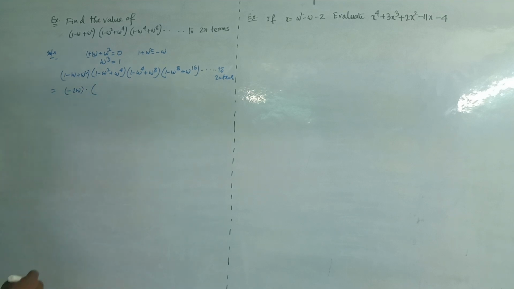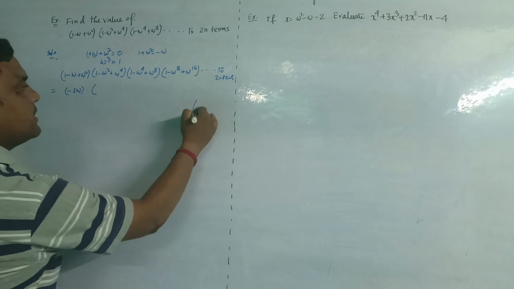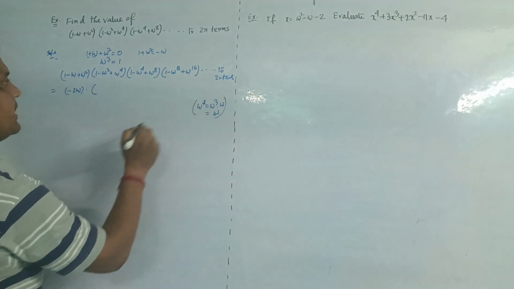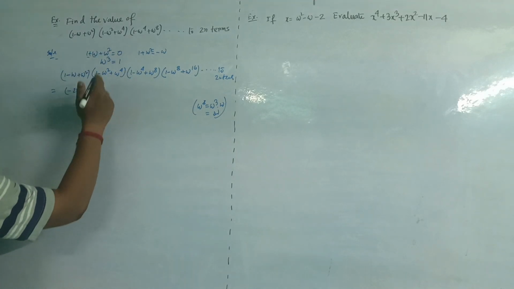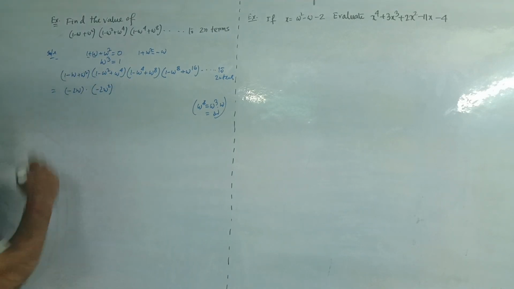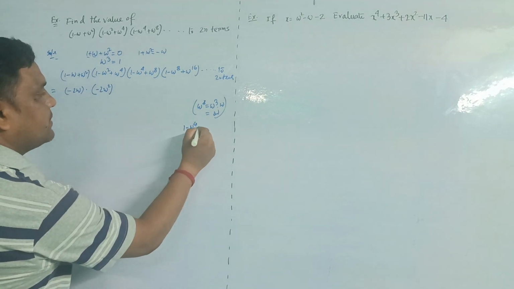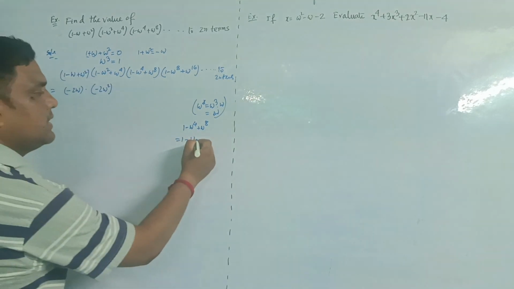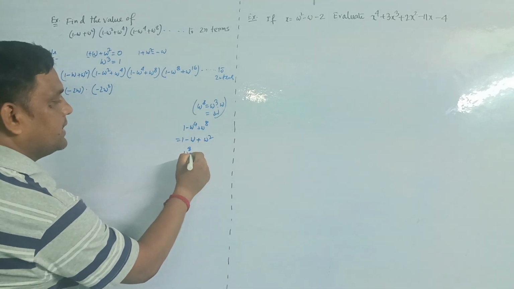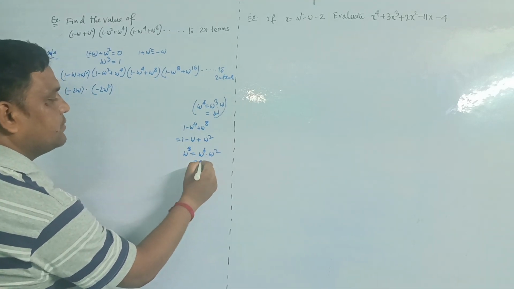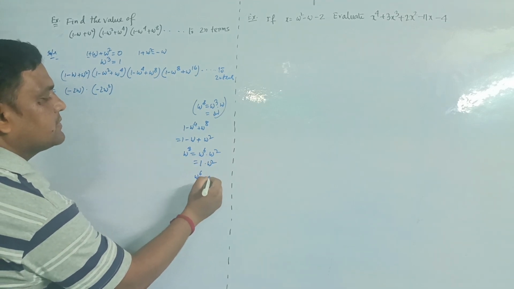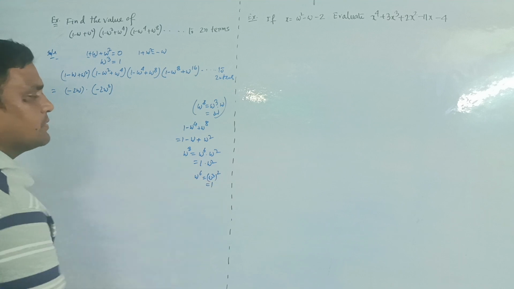Similarly, from here, omega to the power 4 means we can write omega cube into omega, that is equal to omega. So 1 plus omega, and 1 plus omega is equal to minus omega square. That's why we can write minus of omega square. Similarly, 1 minus omega to the power 4 plus omega to the power 8. So omega to the power 4 means omega, and omega to the power 8 we can write as omega to the power 6 into omega square. So 1 into omega square. Omega to the power 6 equals 1 because we can write (omega cube) whole square is equal to 1.